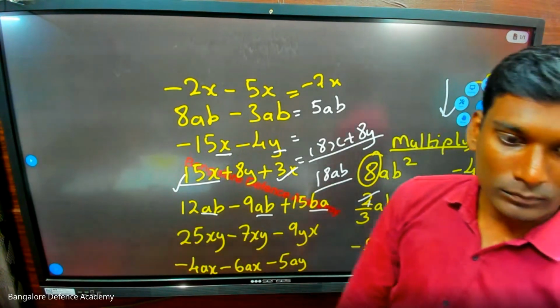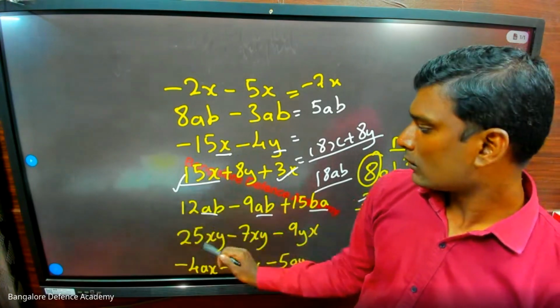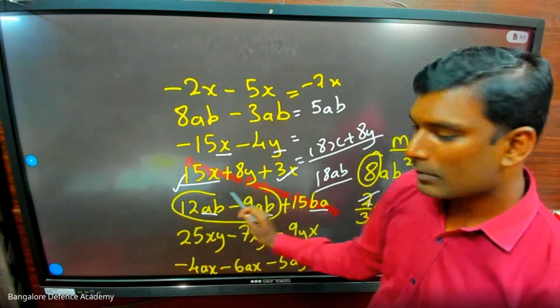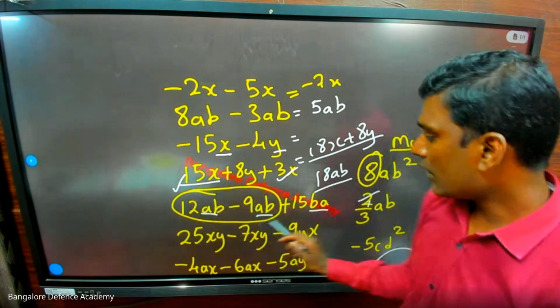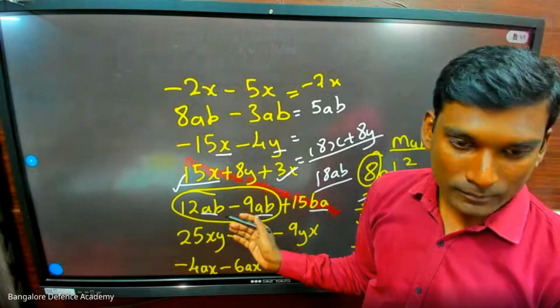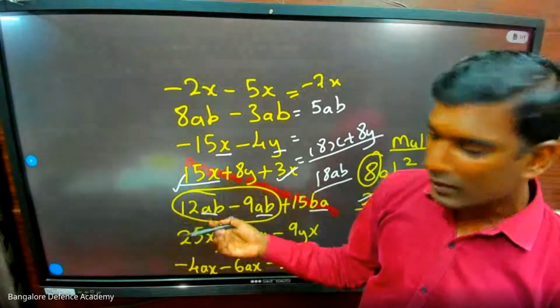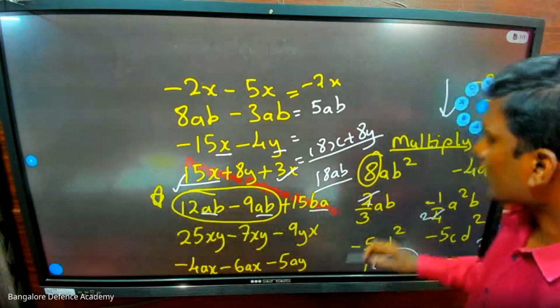You didn't do that? I did addition. No, 12AB minus 9AB, how much do you get? 3AB. 3AB plus 15BA, how much do you get? 3 plus 15, 18. Okay, you do this once again and show me.